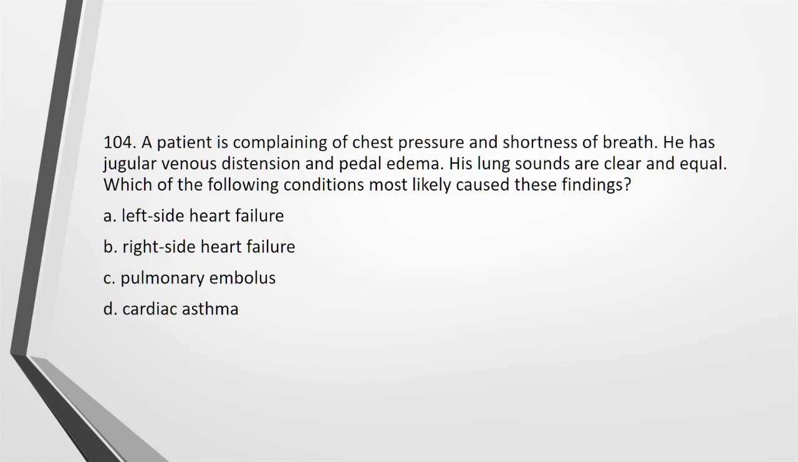104. A patient is complaining of chest pressure and shortness of breath. He has jugular venous distension and pedal edema. His lung sounds are clear and equal. Which of the following conditions most likely cause these findings? A. Left side heart failure. B. Right side heart failure. C. Pulmonary embolus. D. Cardiac asthma.